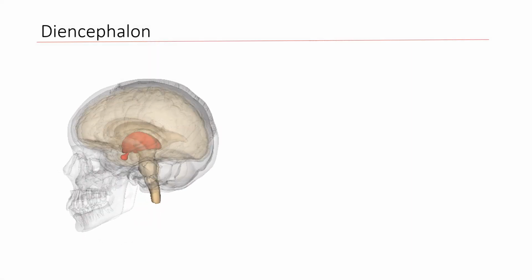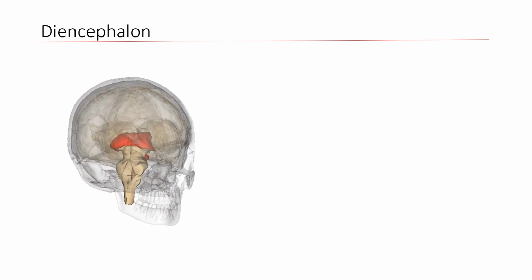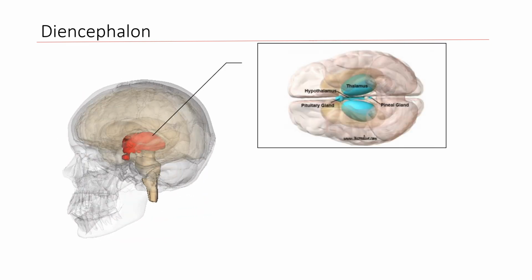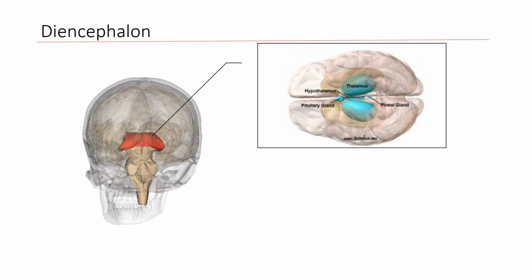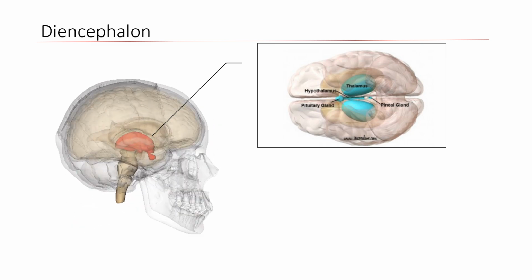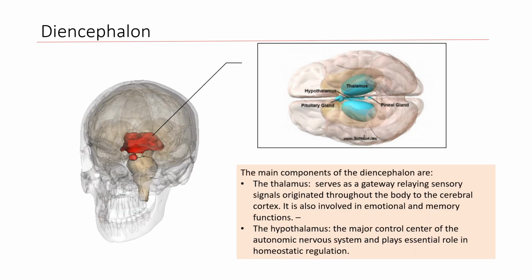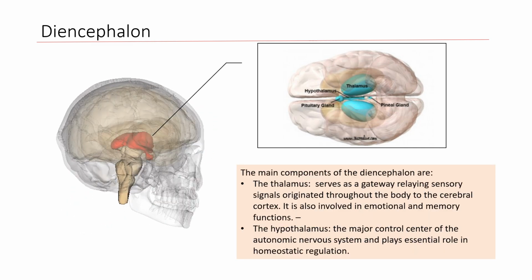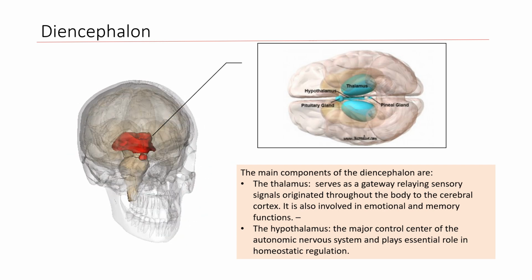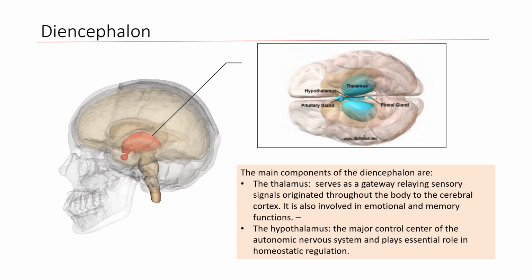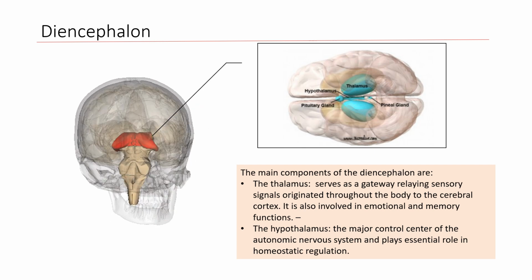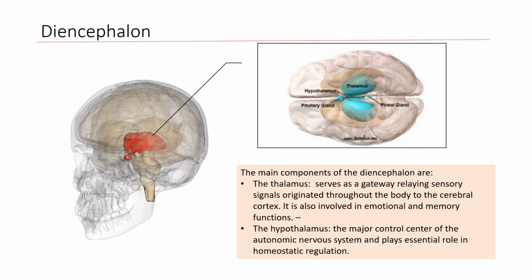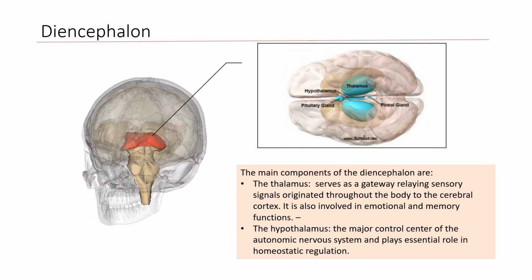On top of the brainstem is the diencephalon. The main components of the diencephalon are the thalamus and hypothalamus. The thalamus serves as a gateway relaying sensory signals originated throughout the body to the cerebral cortex, and it is also involved in emotional and memory functions, whereas the hypothalamus is the major control center of the autonomic nervous system and plays an essential role in homeostatic regulation.